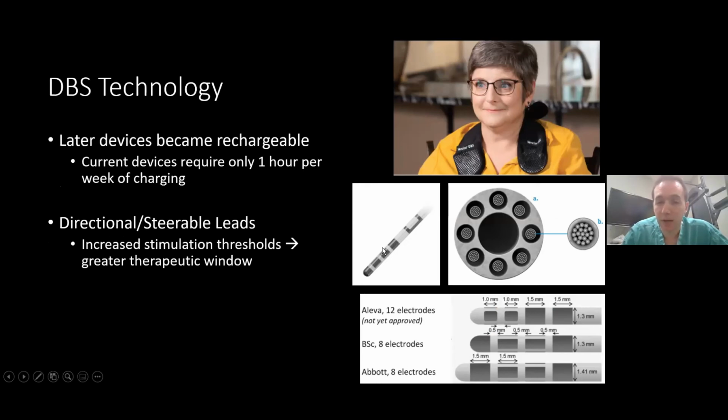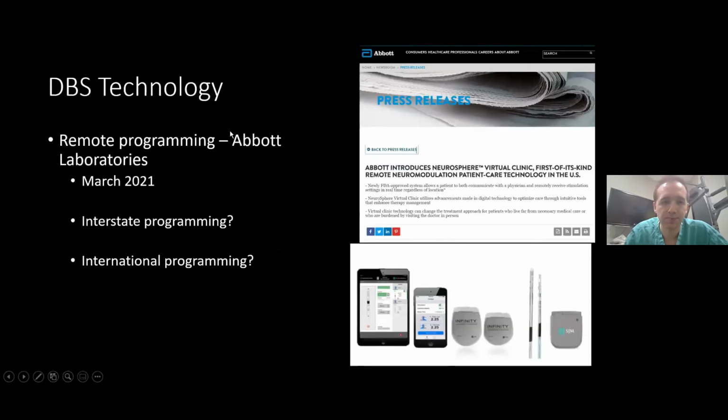We also have these directional leads. Now you have this one contact here, which is a directional contact. And you see here, these are the two companies with directional contacts, Abbott and Boston Scientific. It really helps the neurologist fine tune their stimulation in the office. More so even, you've done MERs, you've done microstimulation, you've checked all these things. But then on top of that, you add the layer of directional stimulation, which helps the therapeutic window to steer the current away from the surrounding anatomic neighborhood.